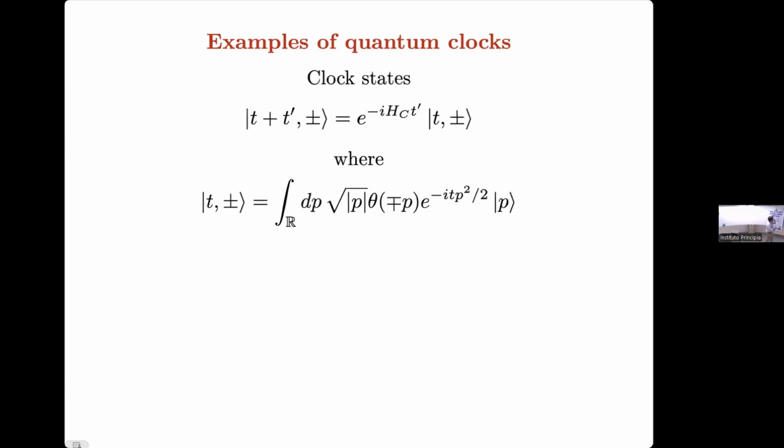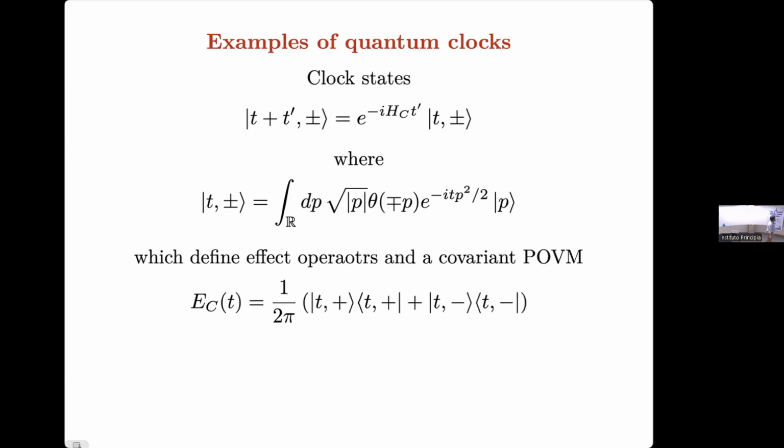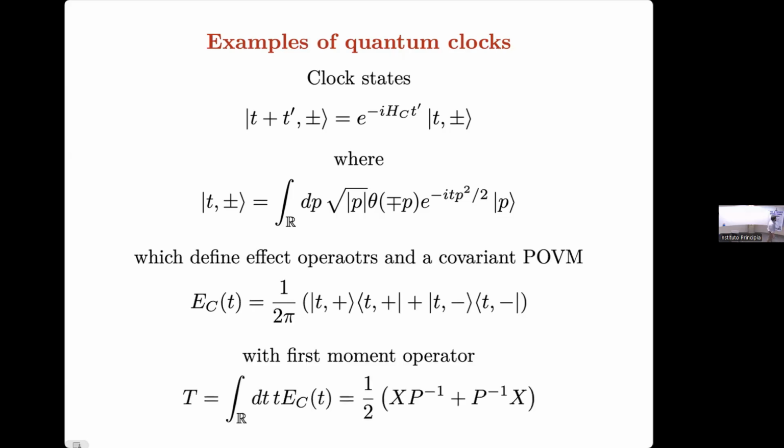What you can do is construct these clock states. There are two classes of them, a little bit more complicated, expressed in the momentum basis here. But the point is, the connection with that operator on the previous slide is that it's the first moment of these POVMs. So that's what you would measure on average. This construction of covariant POVMs applies to all sorts of different Hamiltonians.